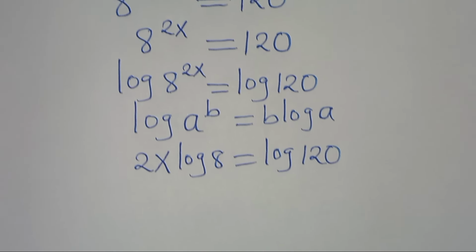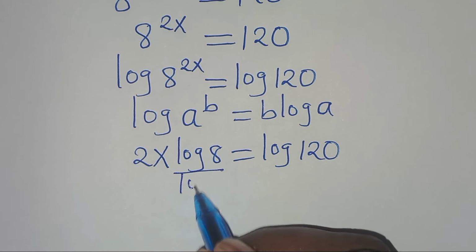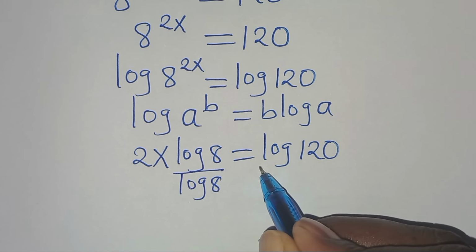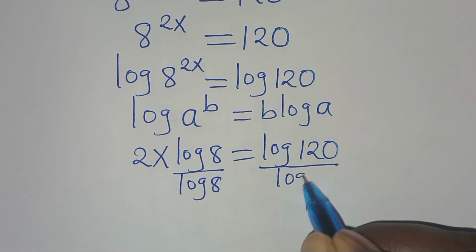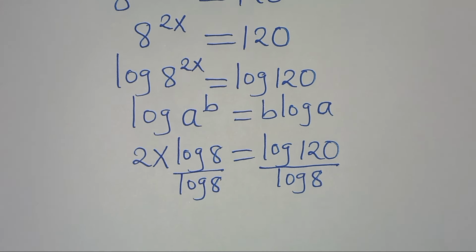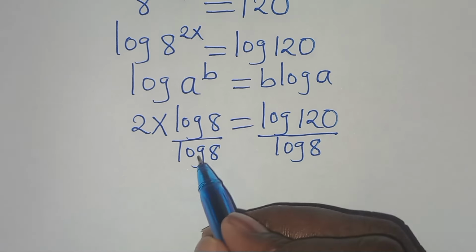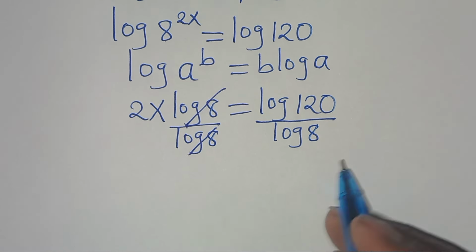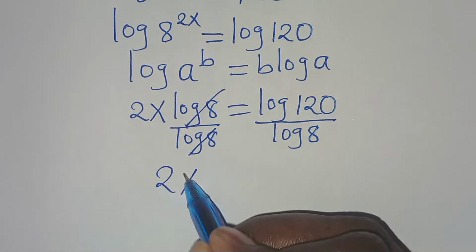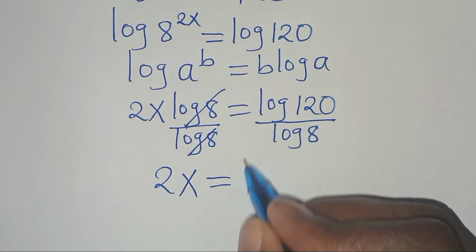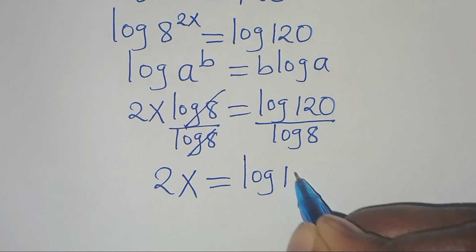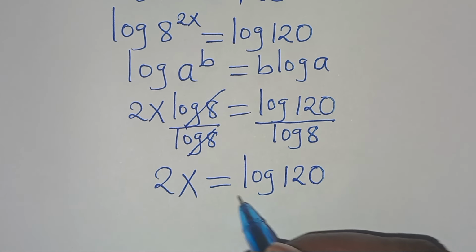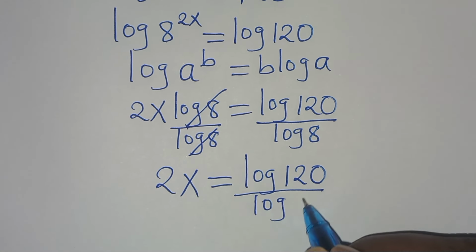This is equal to log 120. So let's divide both sides by log 8. And also here we have log 8. So log 8 simplifies so that we have 2x. This is equal to log 120 divided by log 8.